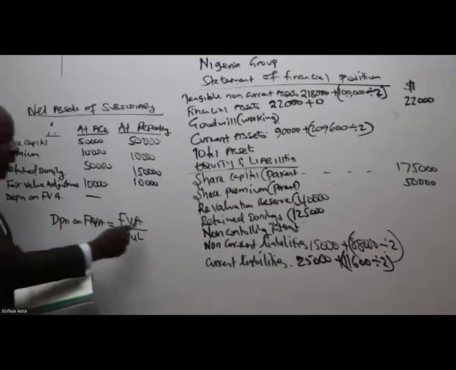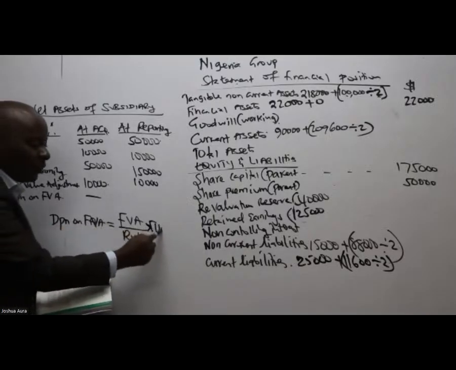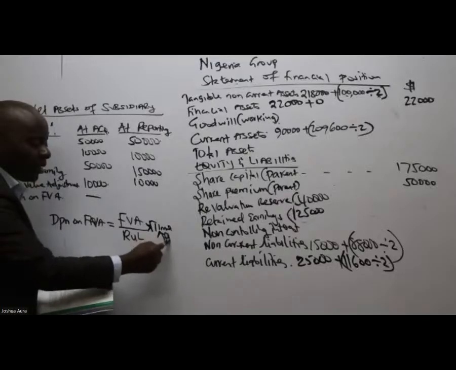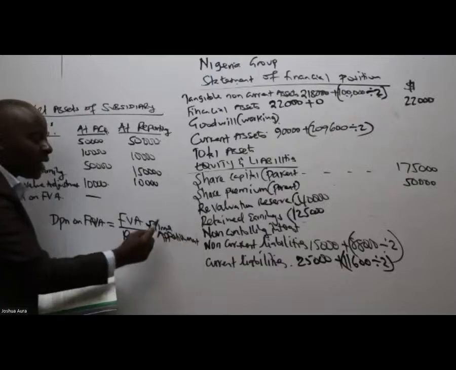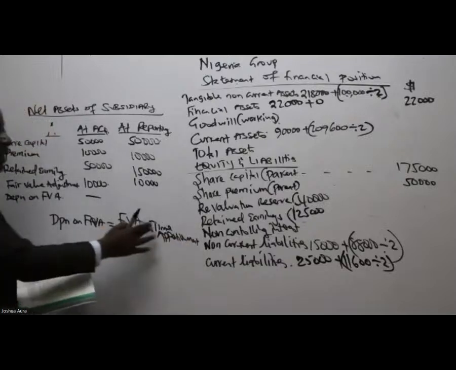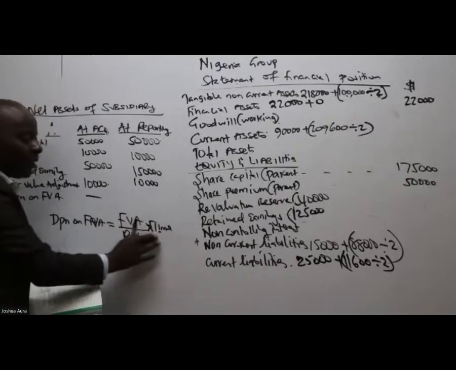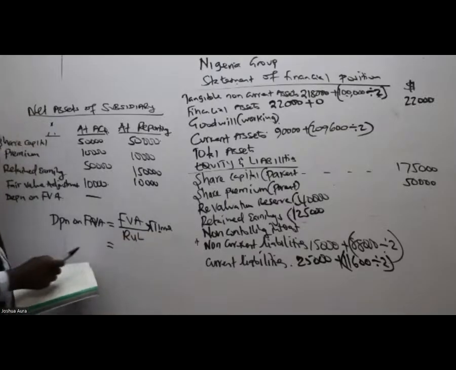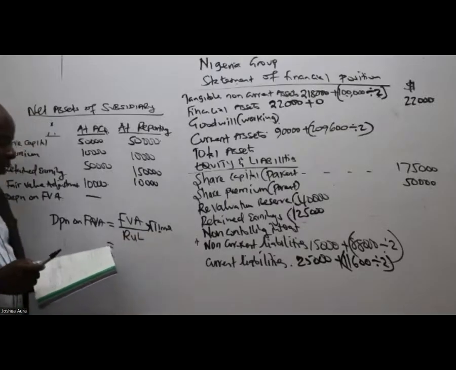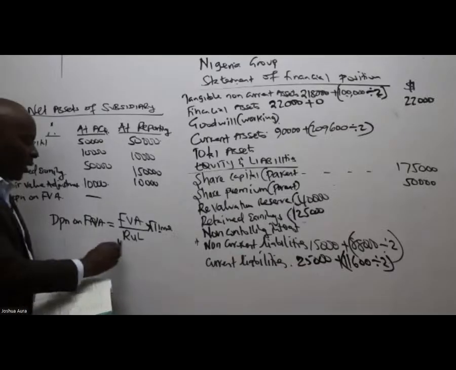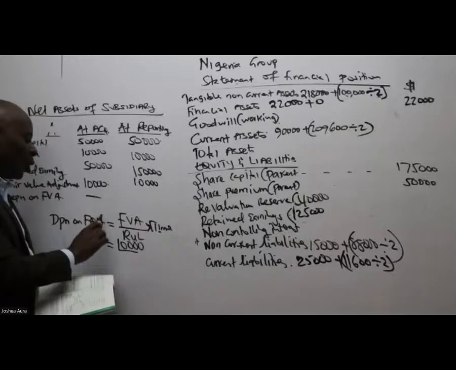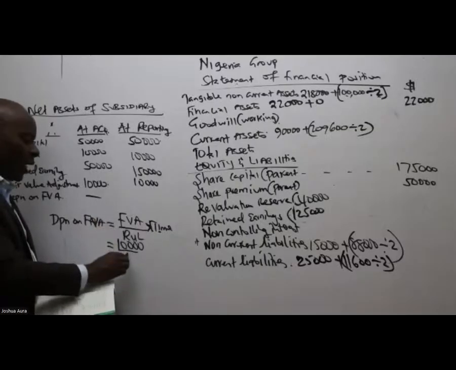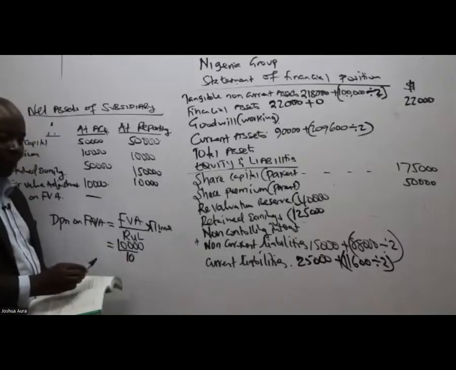Of course, in this case here, times time apportionment, if there is any. So the fair value adjustment in this case is the 10,000, and they're telling us that by the time we were doing this valuation, the asset had a remaining useful life of 10 years.